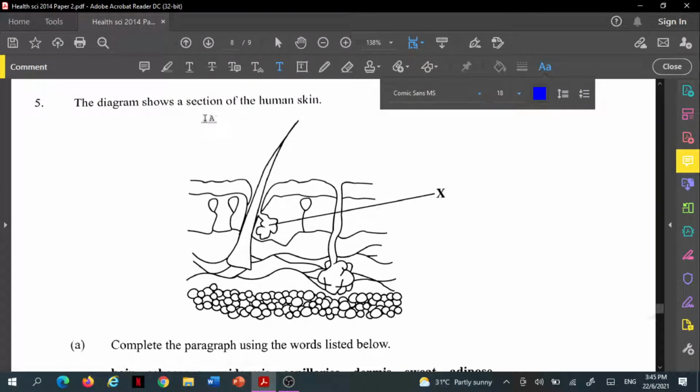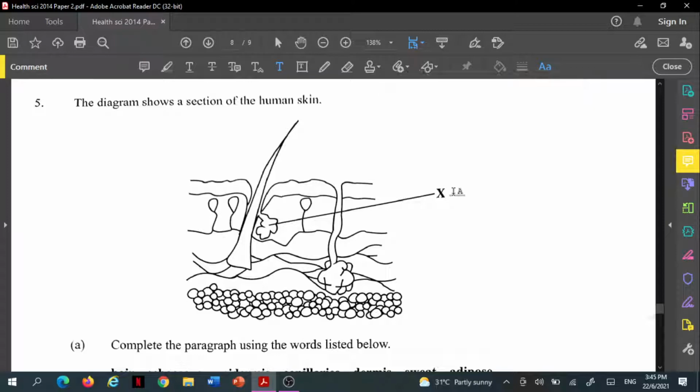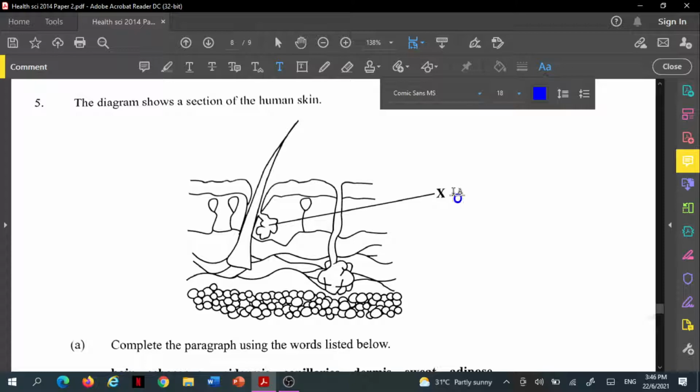And so the diagram shows a section of the human skin. And here we have a structure, call it X. And we know this is the oil gland, otherwise called a sebaceous gland. All right, let me just label a few things for you real quick, yeah? So this is the oil gland, otherwise called a sebaceous gland. All right, so that's the sebaceous gland as well.